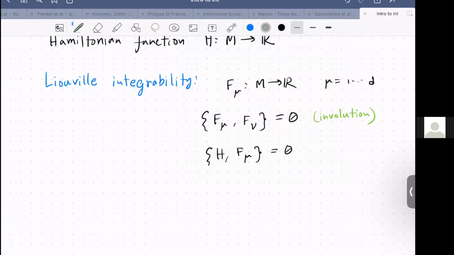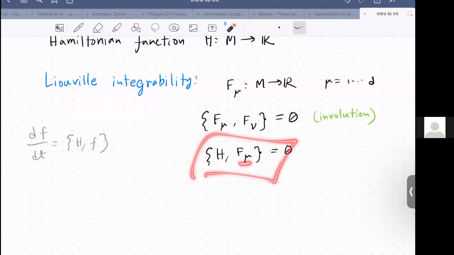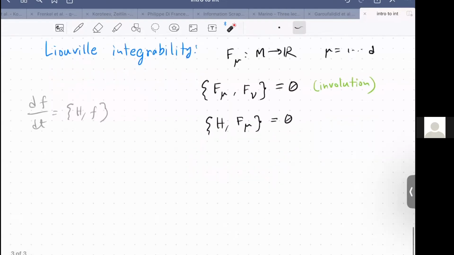Because we know that, what do the Hamiltonian equations look like? If you take some random function, then the time derivative of that function is going to be the Poisson bracket of that function with the Hamiltonian. So this ensures that all these functions remain constant in time. All right.